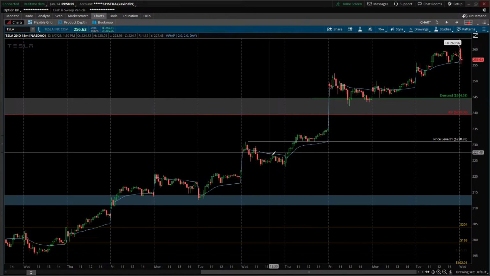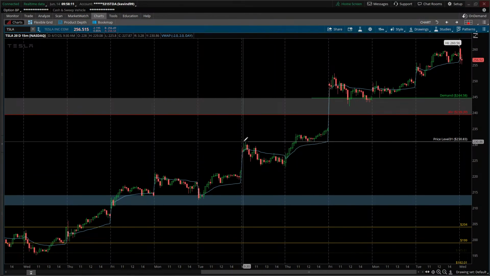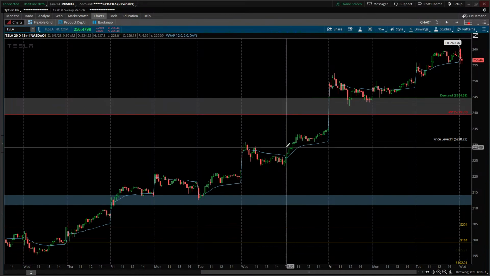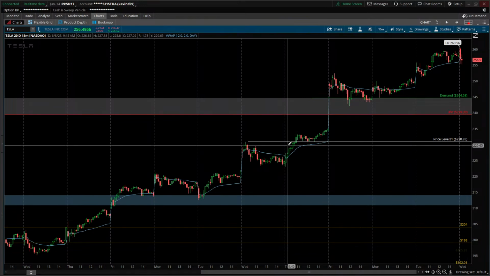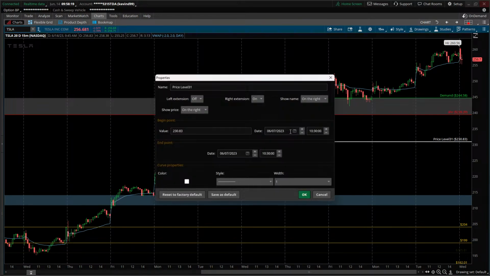Target's in a short squeeze right now. Here we go. Right, so this was a resistance, broke it, held it as support, and VWAP started lining up with it too. So I would even keep this as a key level.